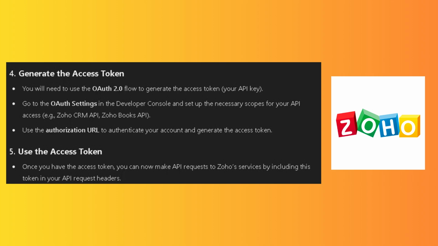Use the access token. Once you have the access token, you can now make an API request to the Zoho servers by including it in your API request header.